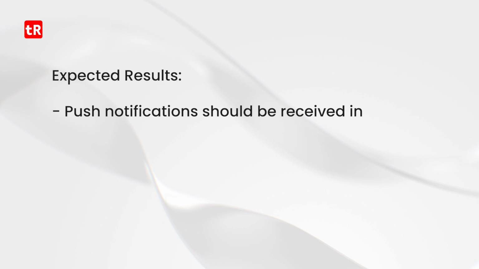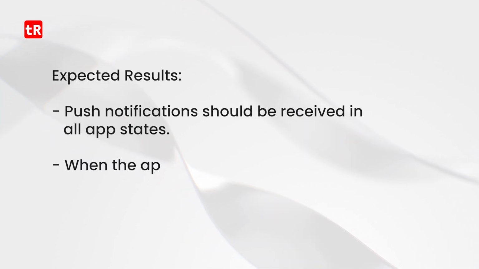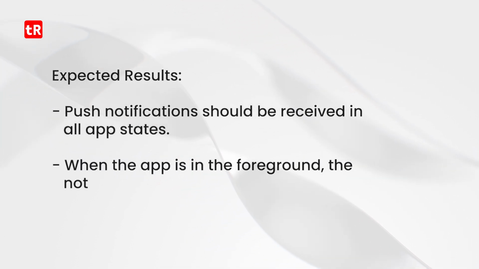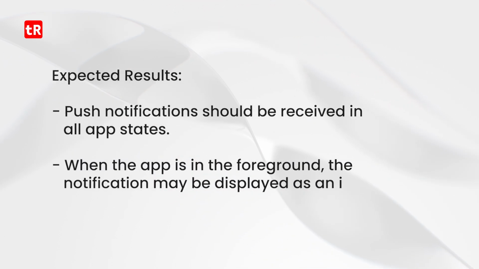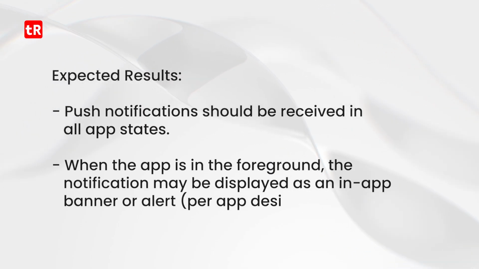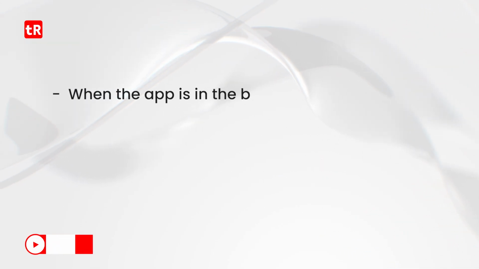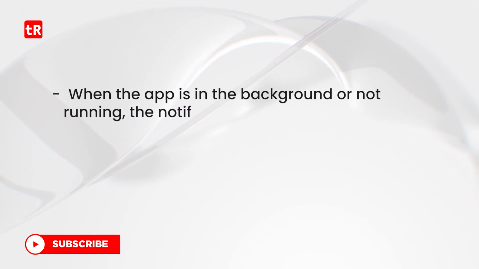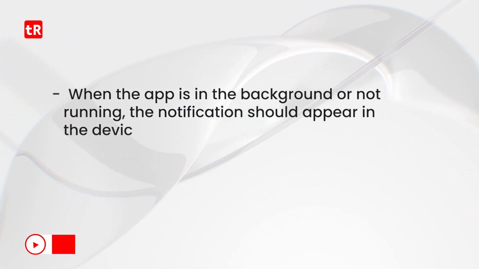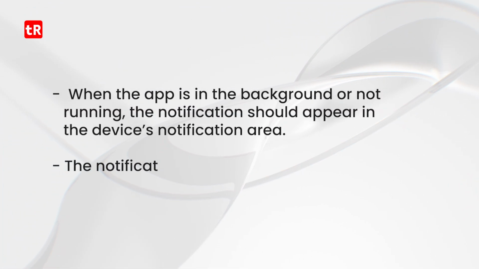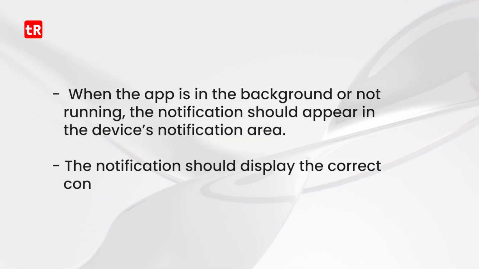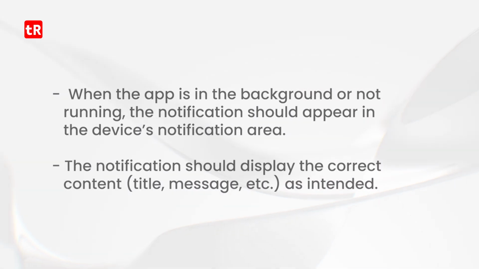Expected results: Push notifications should be received in all states. Now, when the app is in the foreground, the notification may be displayed as an in-app banner or alert per app design. When the app is in the background or not running, the notification should appear in the device's notification area. The notification should display the correct content, title, message, etc., as intended.